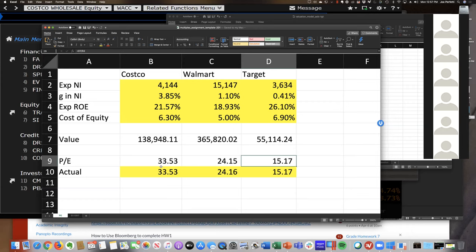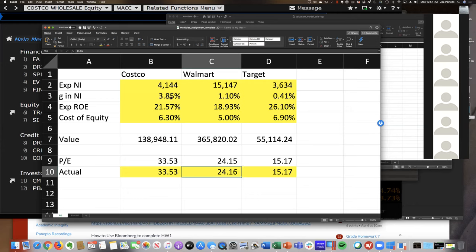So in this case, Costco is trading at a premium to both Walmart and Target. Using these multiples, why? Why is it trading at 33.5 times earnings and Walmart trading at 24.2 times earnings? Okay, that's what we need to explain. Now, these are the key value drivers, which means multiples are an expression of growth and spread. So how do we explain with growth and spread the differences in the multiples?